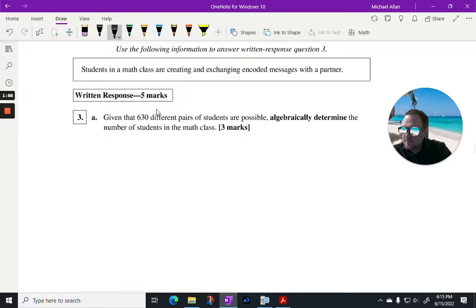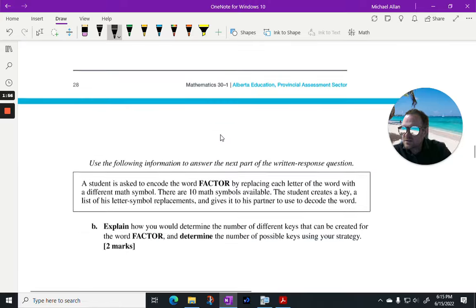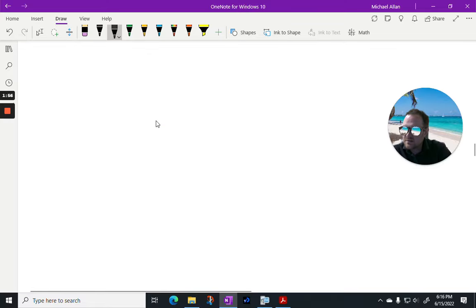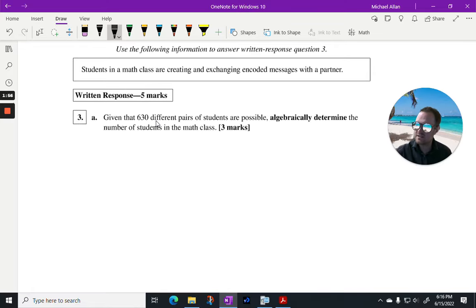This one here, algebraically determine handshakes. I might as well just do this. This one you can read through the example here, and there's the answer for that. Just for completion's sake, let's answer this question.